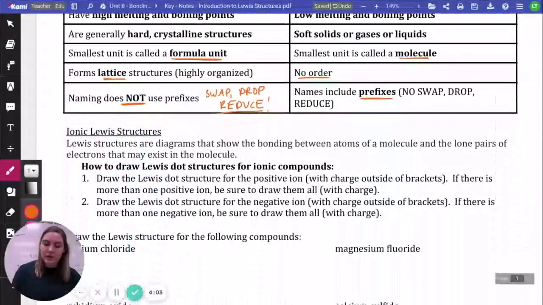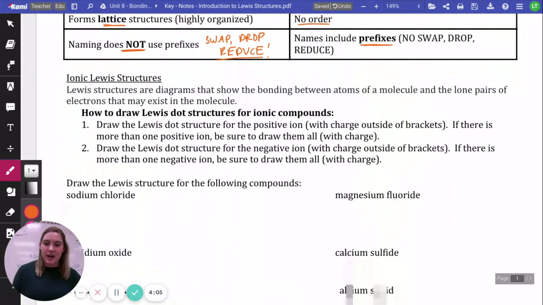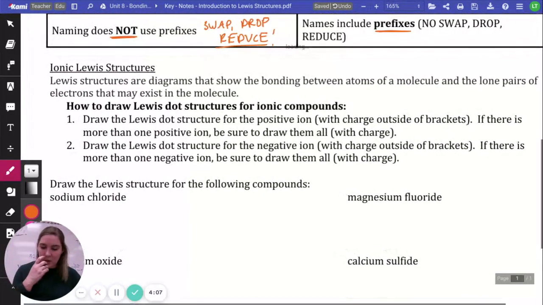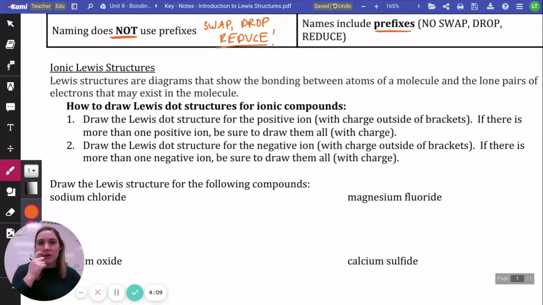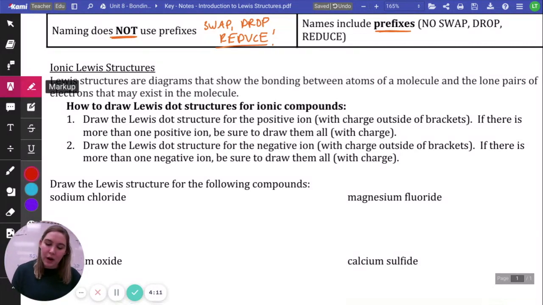All right, so we're going to start by talking about ionic Lewis structures in this video. A Lewis structure shows the bonding between atoms of a molecule and also the lone pairs of electrons that may exist on that molecule. It just shows how bonds happen. Ionic Lewis structures are relatively easy to draw, so let's go ahead and talk about it.